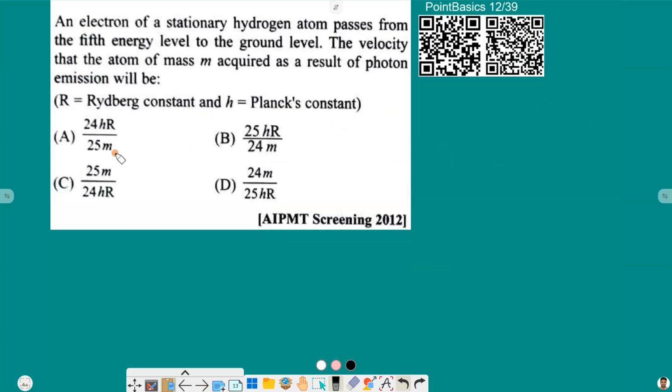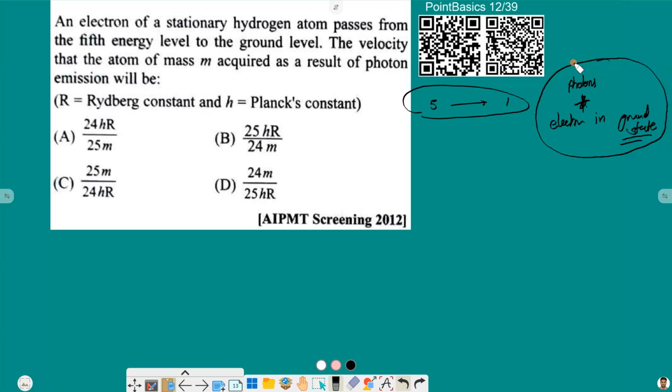Moving ahead. An electron of a stationary hydrogen atom passes from the fifth energy level to the ground state. The velocity of the atom of mass m required as a result of photon emission will be. Now, what is happening here? There is a transition from the fifth level to the ground state. During this transition, what will we get? We will get a photon plus an electron in the ground state. So this is our final setup.